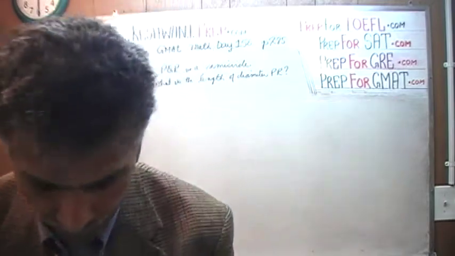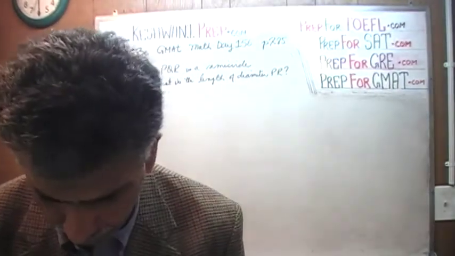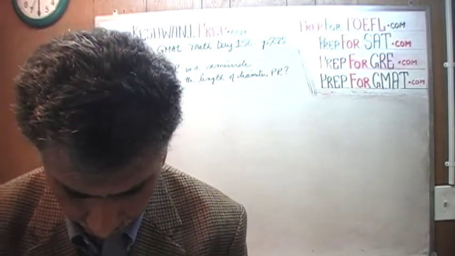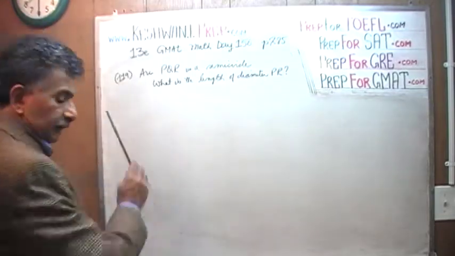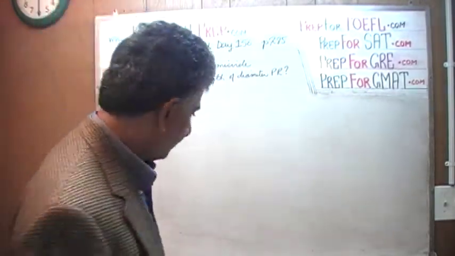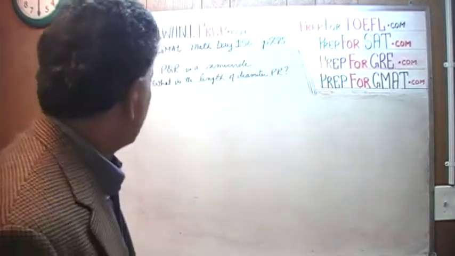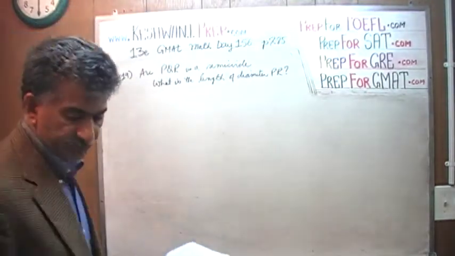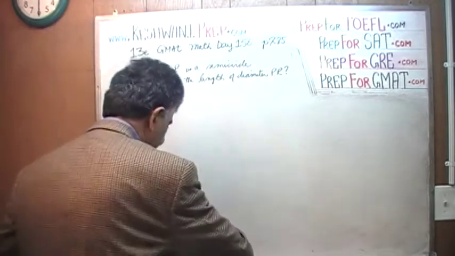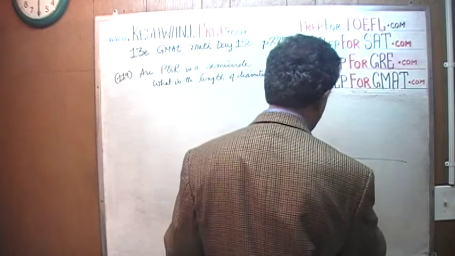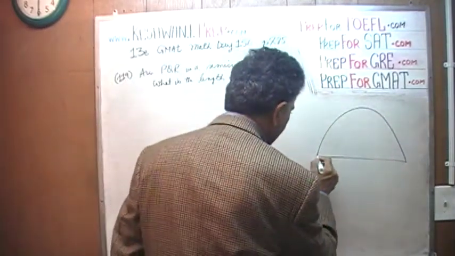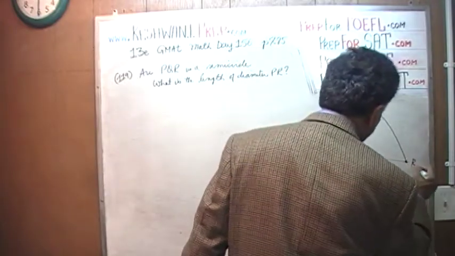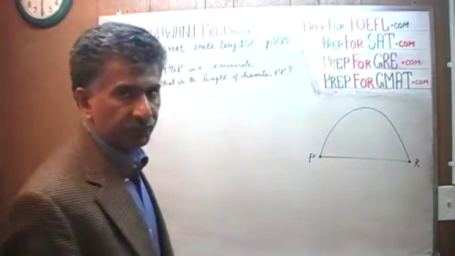The problem that we are about to solve is the one that you will find on page number 285. Please turn to page 285, problem number 119. The penultimate problem on the page, the second to the last problem on the page. We are told that PQR is a semicircle. So let's draw the arc PQR. We are told that it is a semicircle. And the question simply is, what is this distance from P to R?